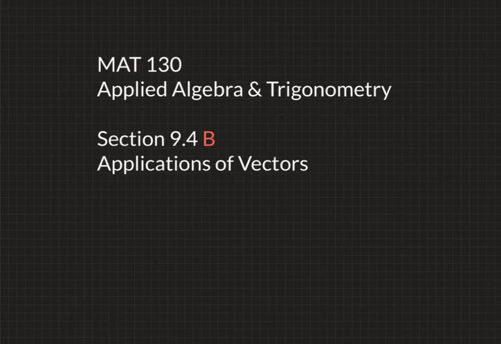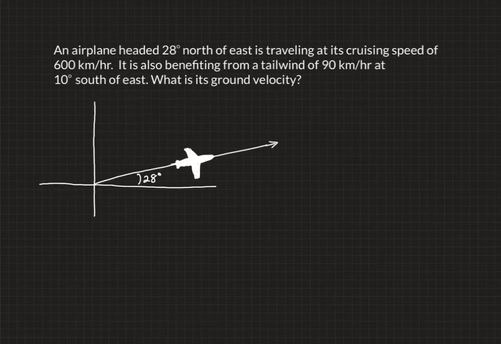Okay, I guess you're here for more applications of vectors from section 9.4b. An airplane headed 28 degrees north of east is traveling at its cruising speed of 600 kilometers per hour. It is also benefiting from a tailwind of 90 kilometers per hour at 10 degrees south of east. What is its, meaning the plane, what is its ground velocity?